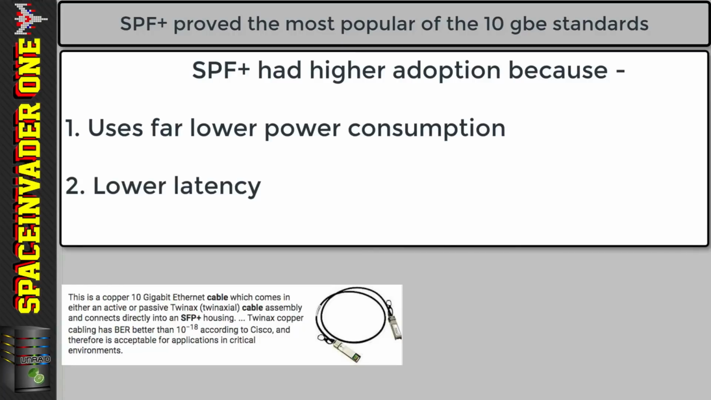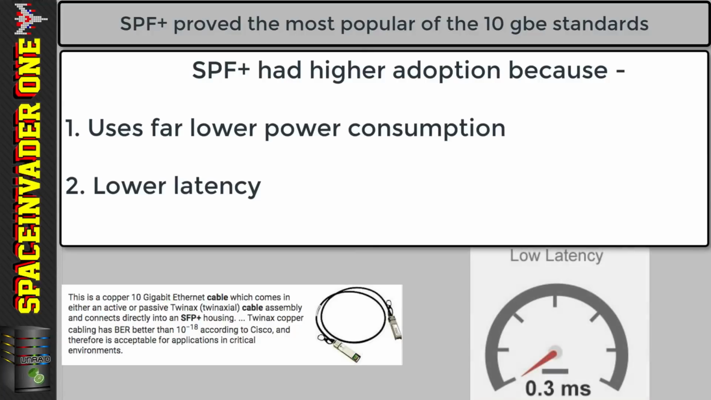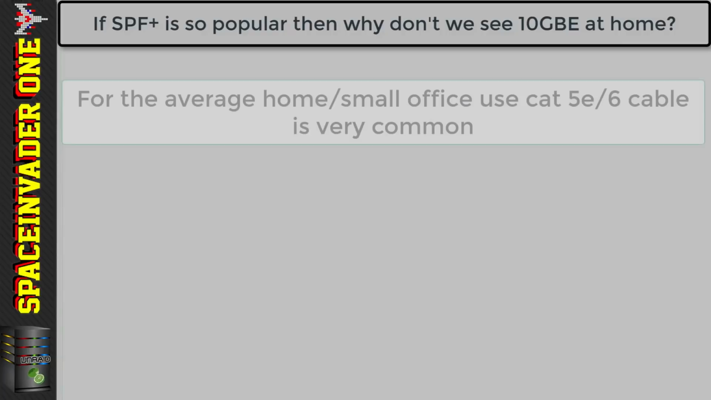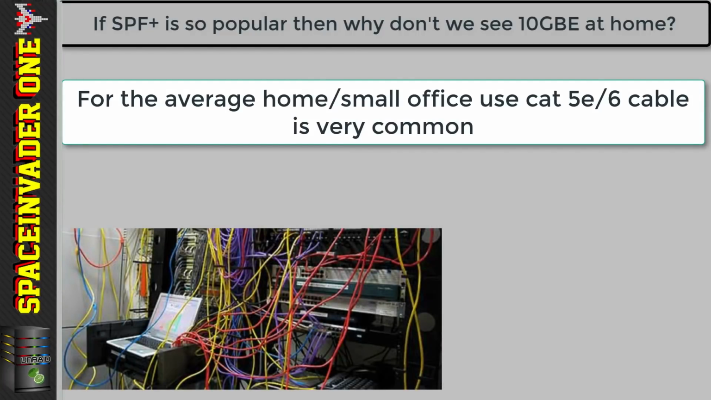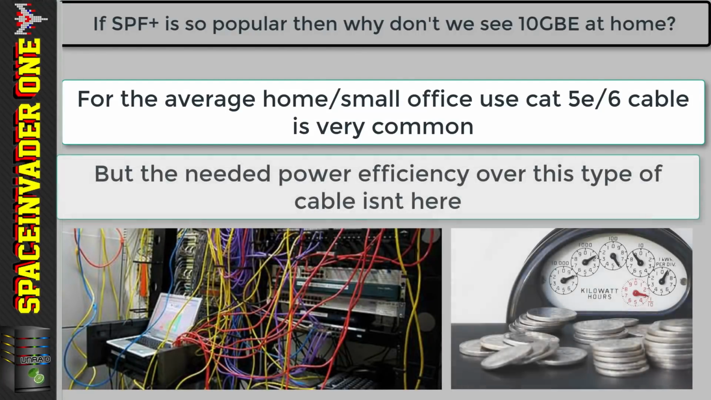And the other reason for SFP Plus's higher adoption rate is due to the fact that it has lower latency. The latency being about 0.3 milliseconds per link as opposed to 2.6 milliseconds per link for 10G-base-T. I think the reason we don't see 10 gigabit Ethernet in the home and small office is because it would need to be 10G-base-T, so it could take advantage of existing network cabling, but the power efficiency just isn't there yet for that market.